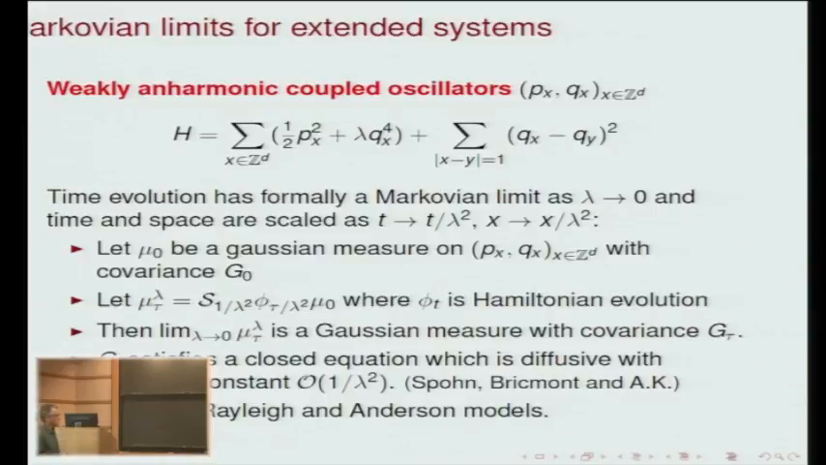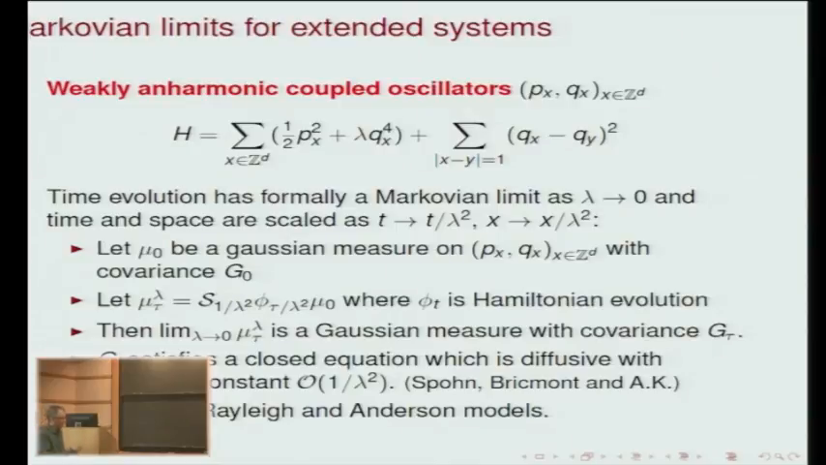Okay, so again, if you look at time evolution, so now you look at the Hamiltonian evolution with this Hamiltonian, then it formally again has a Markovian limit as lambda goes to 0. And you do exactly the same scaling as in an Anderson model in all these cases. You're looking at classical time evolution, right?